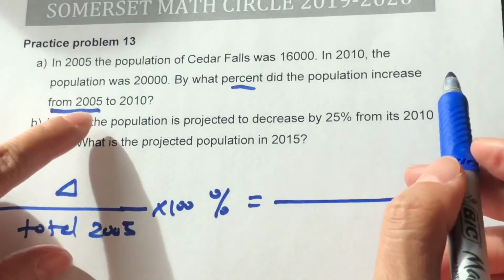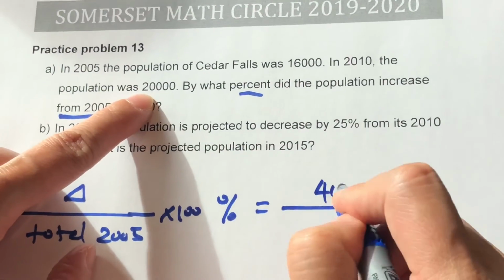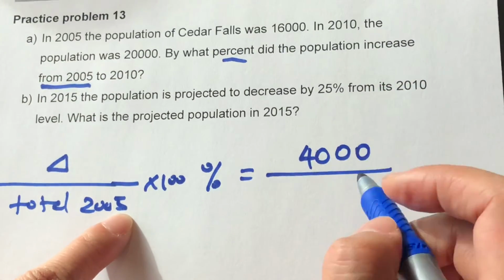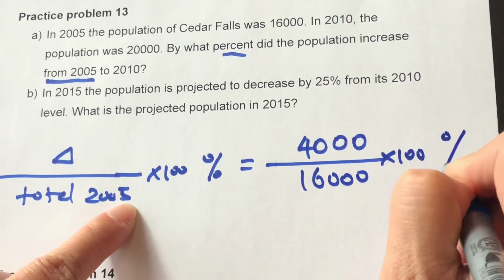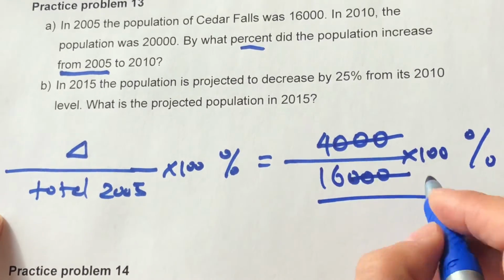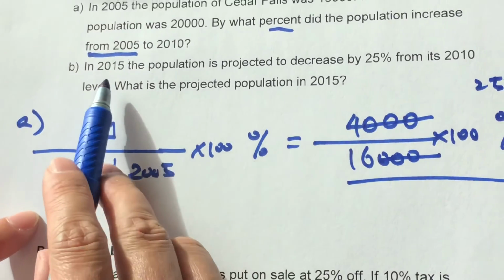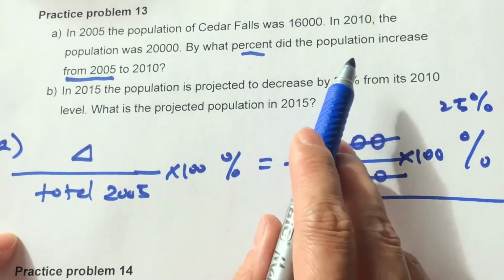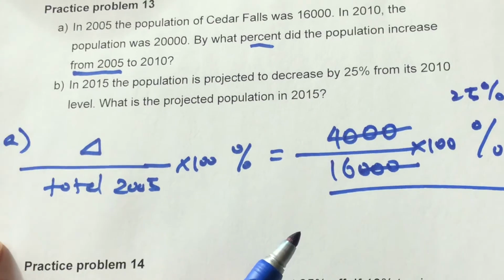What's the increase? Increase is from 16,000 to 20,000. Difference is 4,000. In 2005, the total number of people, the population, is 16,000. Multiply 100. That would give you the final answer. So 1/4, that would be the 25%. That's A. B. In 2015, population is projected to decrease by 25% from 2010. What is the projected population in 2015?